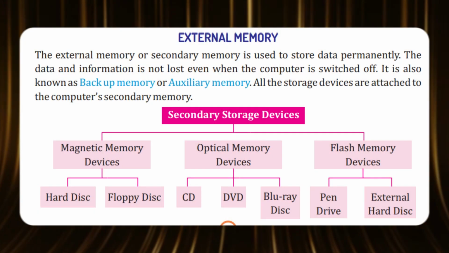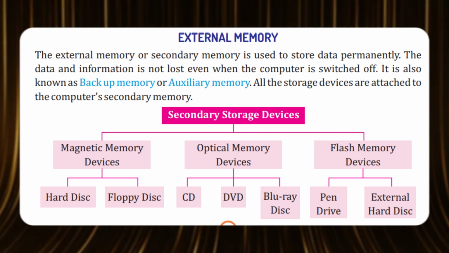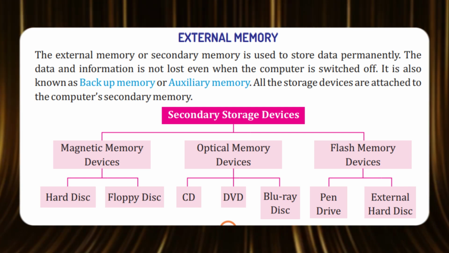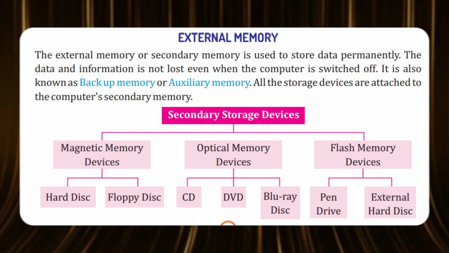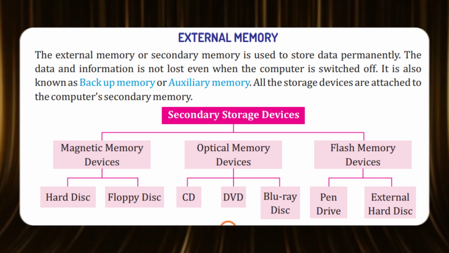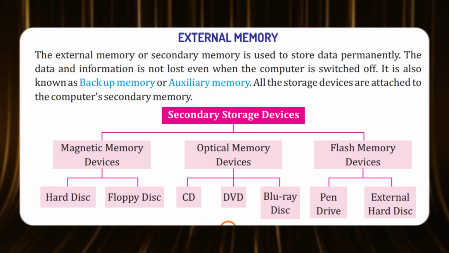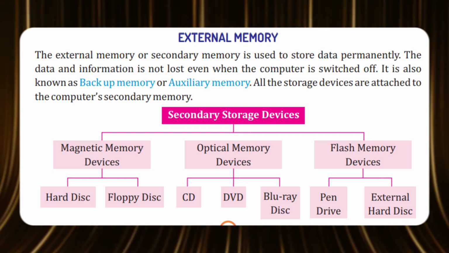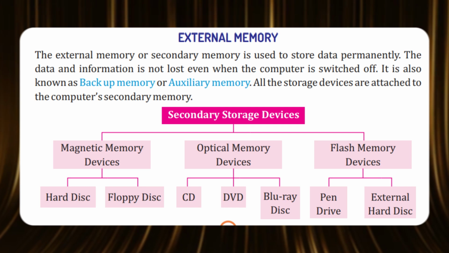External memory. The external memory or secondary memory is used to store data permanently. The data and information is not lost even when the computer is switched off. It is also known as backup memory or auxiliary memory. All the storage devices are attached to the computer's secondary memory.